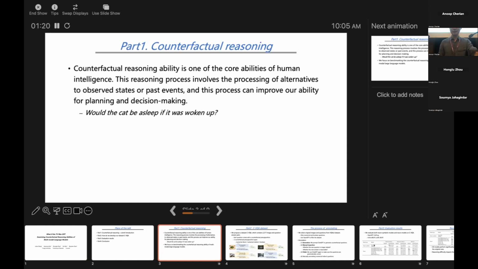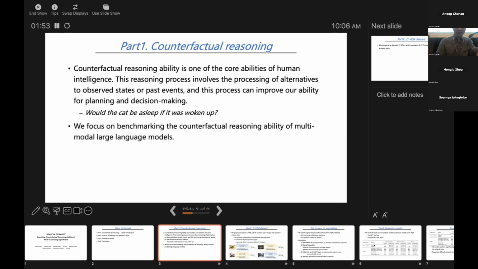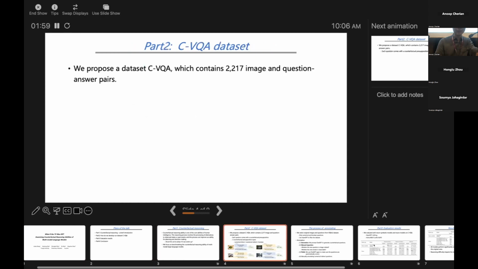For example, in the original visual question answering benchmark, there can be a very simple question like, given an image, you ask the model, is there an apple in this image, or is the apple rotten, or is the apple red? But we want to ask it, what if the apple was stolen? Is there still an apple here? Like this. Here is another example: would the cat still be asleep if it was woken up? And so this paper is mainly benchmarking, with no technical contributions.